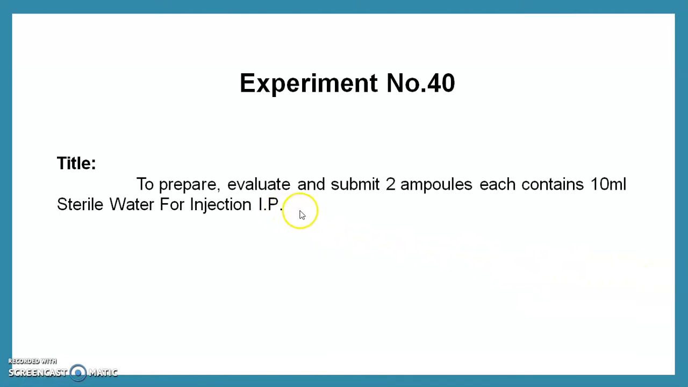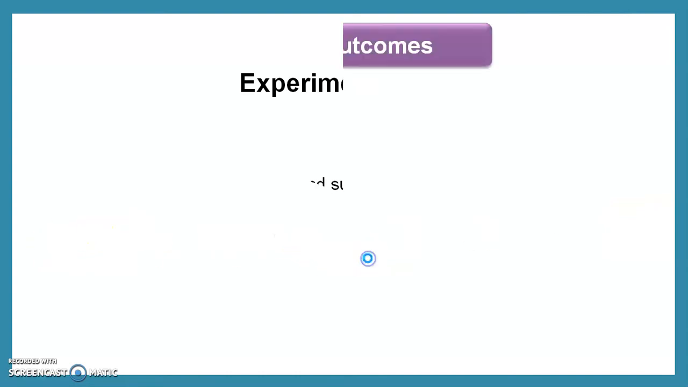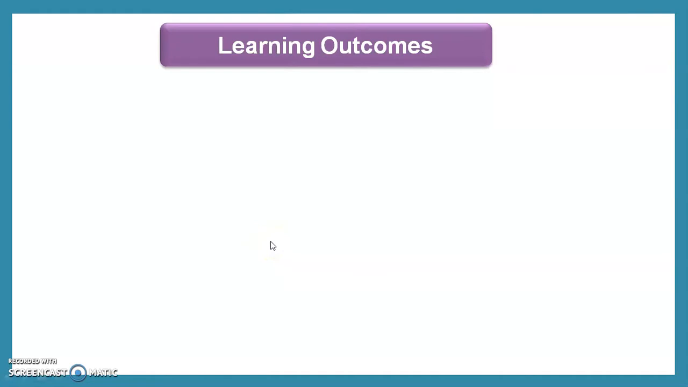Today we deal with experiment number 40. The title of today's experiment is to prepare, evaluate and submit 2 ampoules, each containing 10 ml of sterile water for injection. Learning outcomes of today's session.